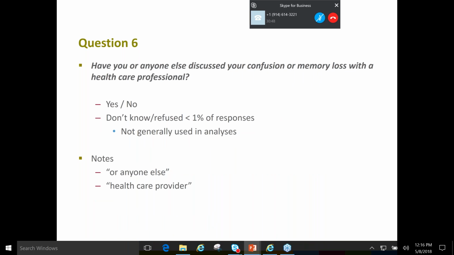So question 6. Have you or anyone else discussed your confusion or memory loss with a healthcare professional? Yes or no? Less than 1% of respondents reported don't know or refused for this question. And so this question asks if they've discussed it with a healthcare professional. So it also means if a child or a caregiver discussed the respondent's confusion or memory loss with a provider. But again, that would require the respondent to know that someone else had asked about it, and that they are reporting that, because remember, this is all self-report, as all of BRFSS is.